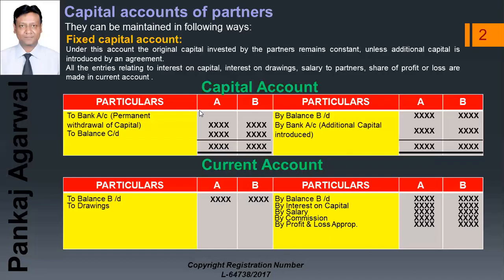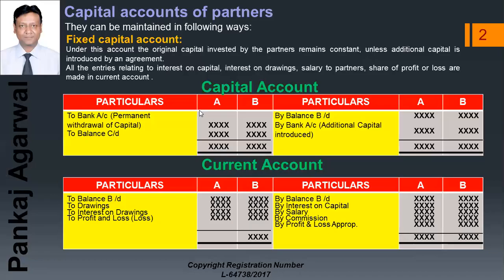Now, drawings, if they are to be allowed, they will come on debit side. Interest on drawings will also come on debit side. If there is a loss on profit and loss, it will come on debit side as to profit and loss. Now we will calculate the balances and we will write down the closing balances on debit side or credit side, whatever the balances they may come. So this is the method to prepare the fixed capital account.